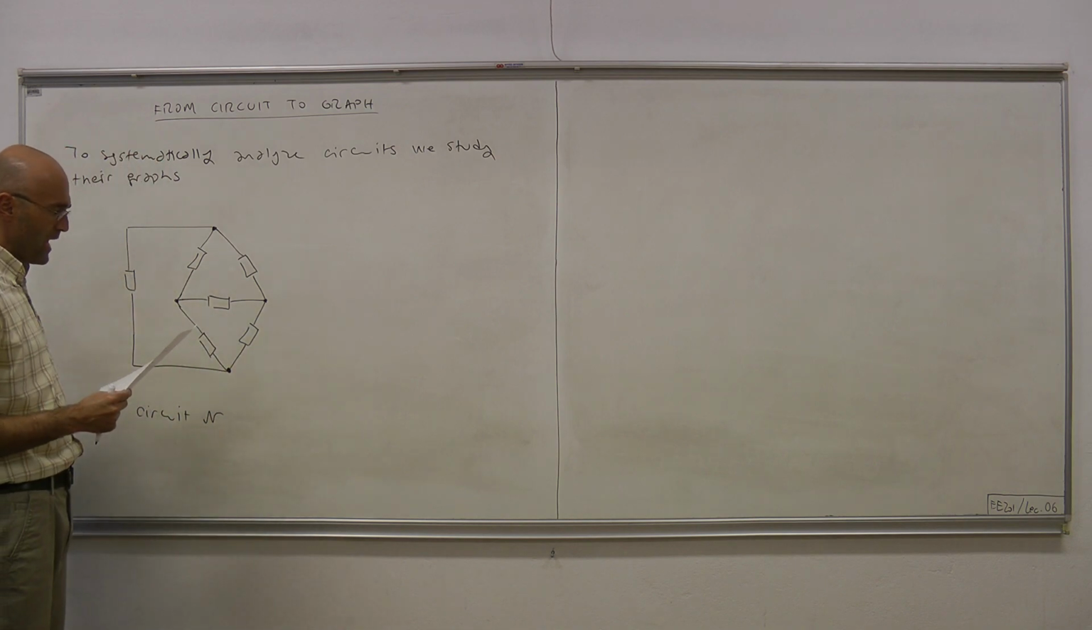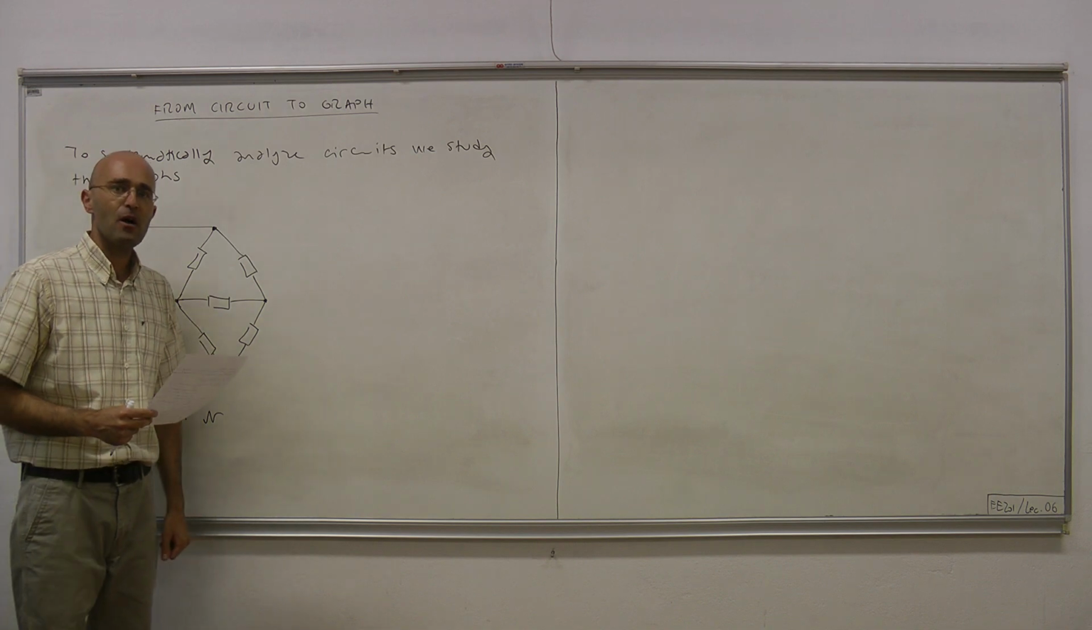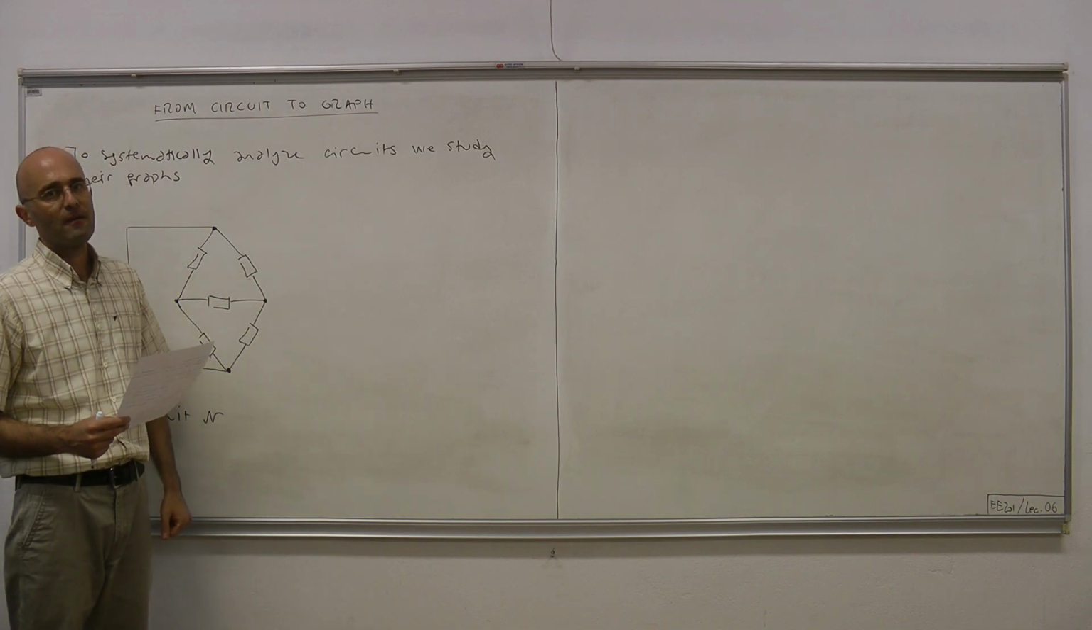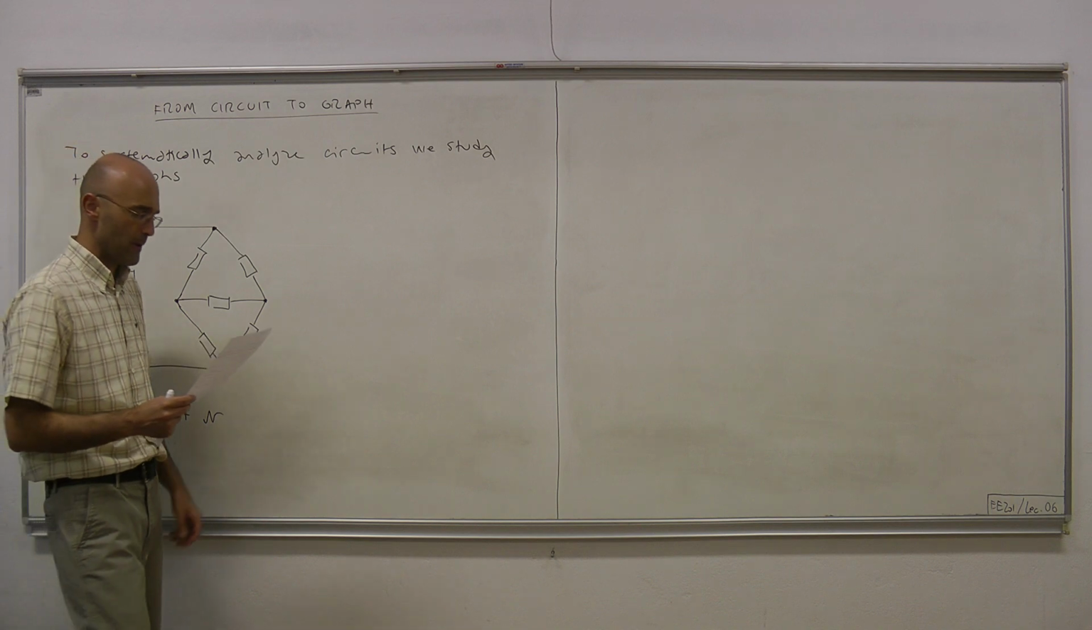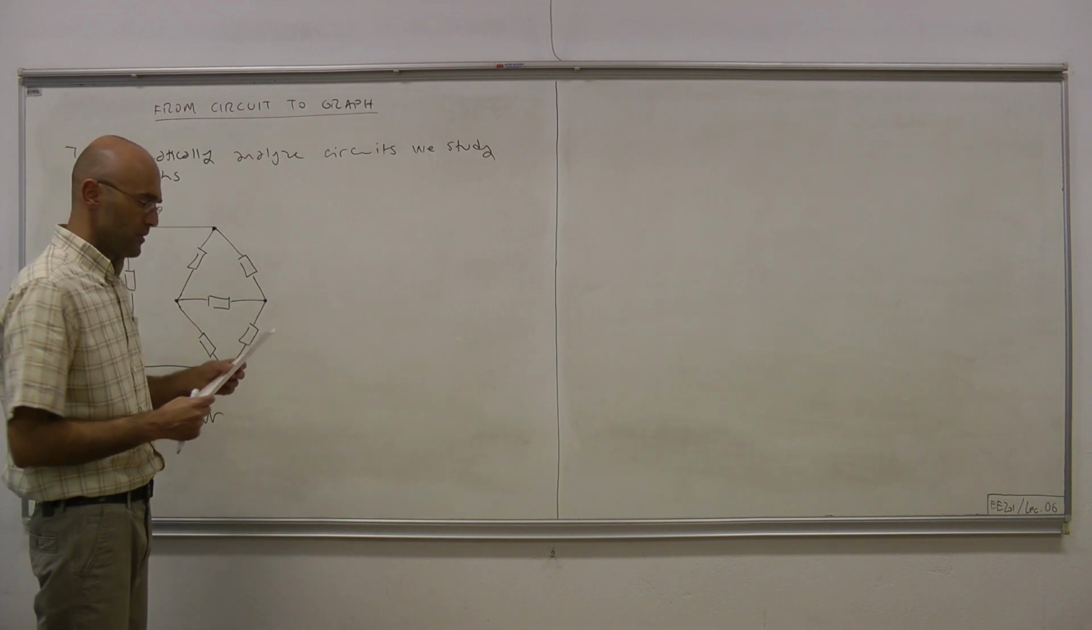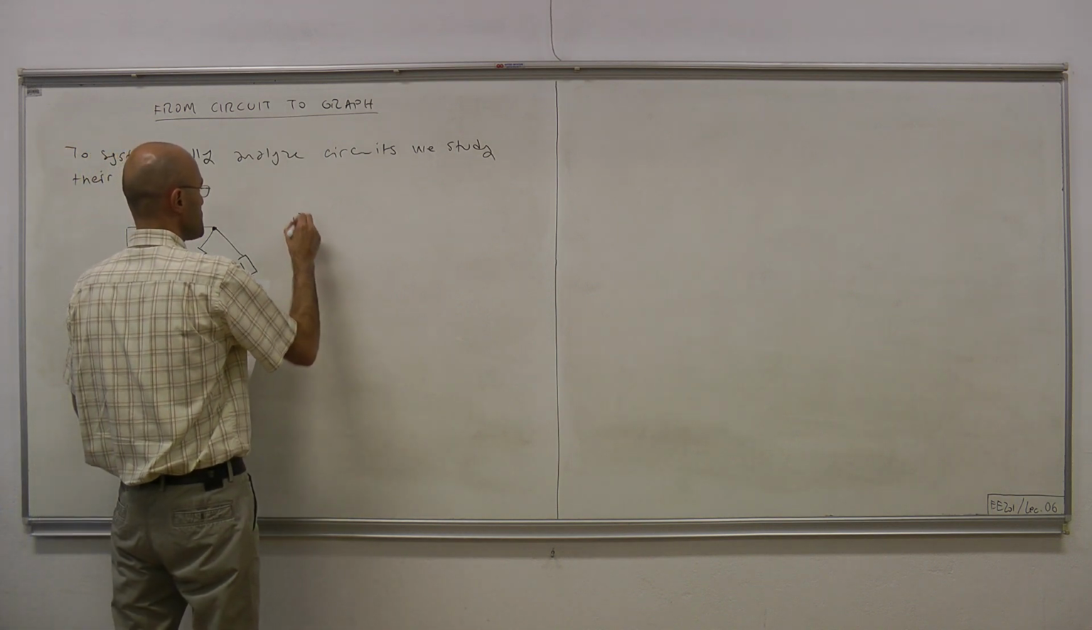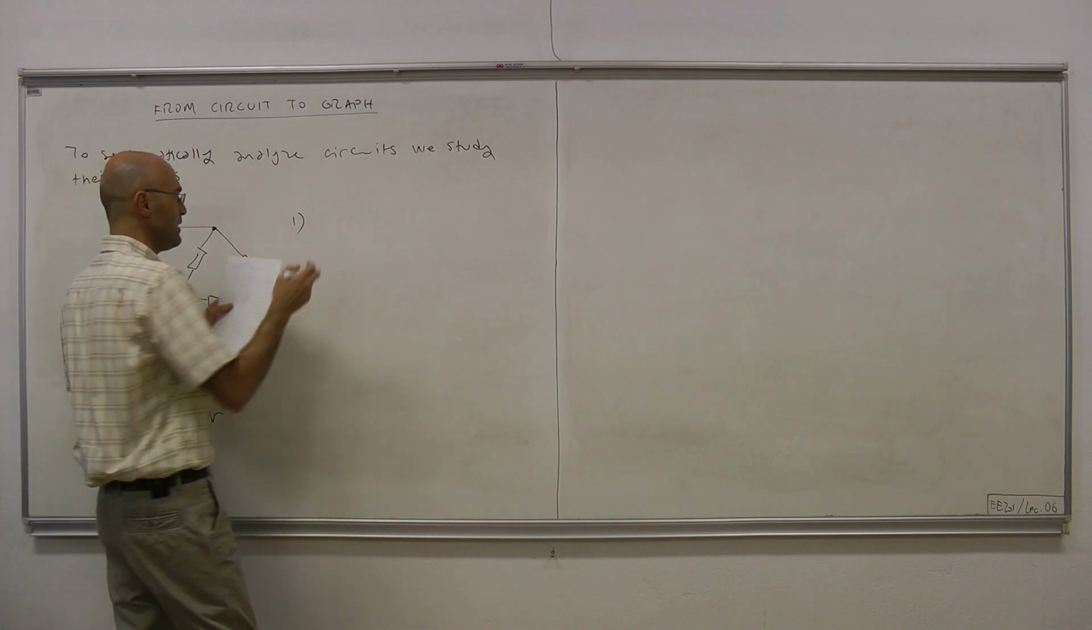So this is our circuit N, and from this circuit, we want to obtain its graph. The procedure is as follows. First, label each branch.